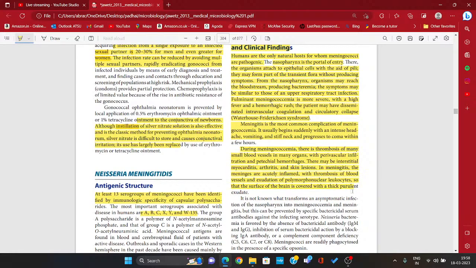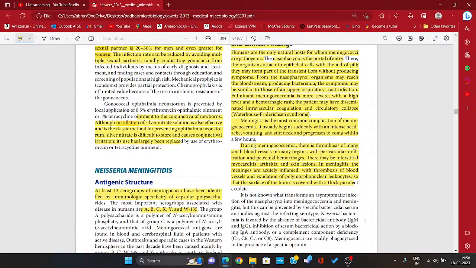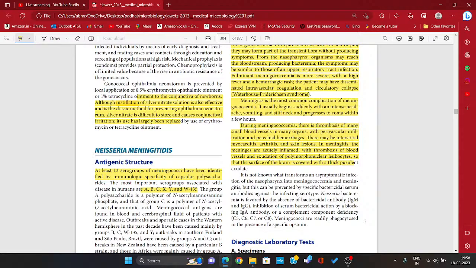It is not known what transforms an asymptomatic infection of the nasopharynx into meningococcemia and meningitis, but this can be prevented by specific bactericidal serum antibodies against the infecting serotype. Neisseria bacteremia is favored by the absence of bactericidal antibodies, IgM and IgG, by inhibition of serum bactericidal action by blocking IgA antibody, or by complement component deficiency of C5, C6, C7 or C8.